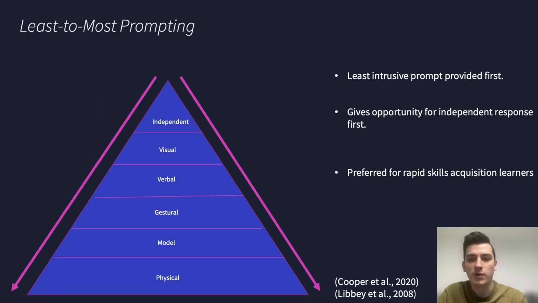Starting with least to most prompting, I have provided a visual depiction of what this looks like. Least to most prompting moves down the prompting hierarchy pyramid, as you can see in this image, starting with the least intrusive prompt all the way to the most intrusive prompt. According to Libby et al. 2008, least to most prompting allows for the learner to respond independently while providing the least intrusive prompt if needed. Additionally, least to most prompting is a preferable approach for learners that tend to show quick skill acquisition.